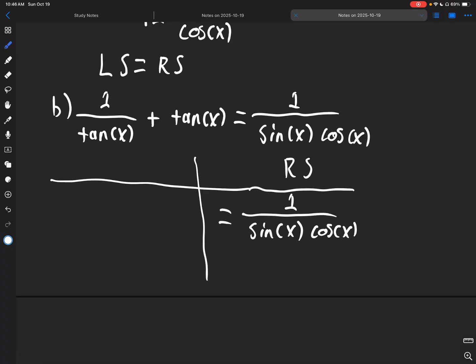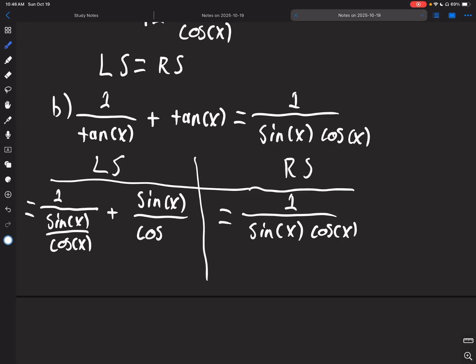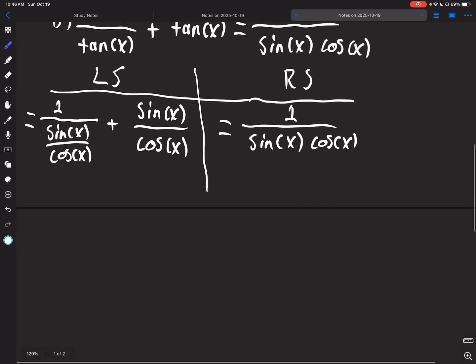So that's what I'm going to do first here. So this will be 1 over sine x over cos x plus sine x over cos x. Okay, we'll go down to the next page here.